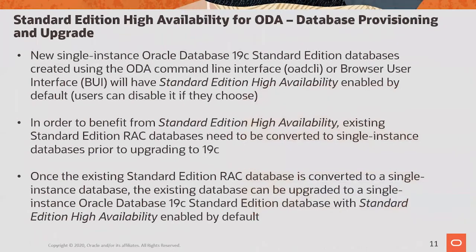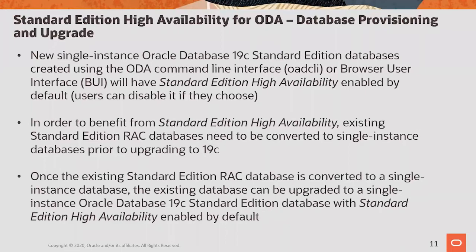Yeah, absolutely. So we mentioned the new single instance Oracle Database 19c Standard Edition databases are created using the ODA command line interface or the browser user interface, and they'll have the high availability aspect enabled by default. And again, users can optionally disable it if they choose. But for legacy databases, in order to benefit from this Standard Edition high availability functionality, the existing RAC databases that come from SE2 and previous versions of SE with RAC have to be converted to single instance databases prior to upgrading to 19c.